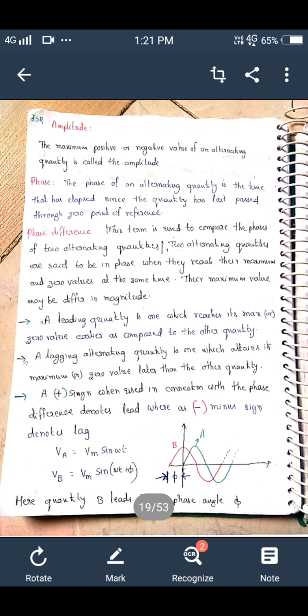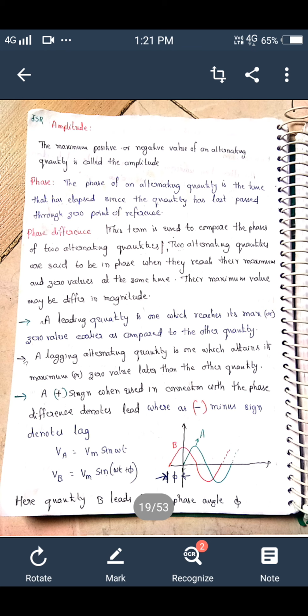Suppose one signal is reaching its maximum value earlier compared to the other signal, then we can say that signal is leading. If a signal is reaching its maximum value later than the other signal, then we say that signal is lagging. We'll discuss leading and lagging in depth while discussing AC circuits through RLC parameters. Remember, leading is always represented with a positive sign, lagging with a negative sign.